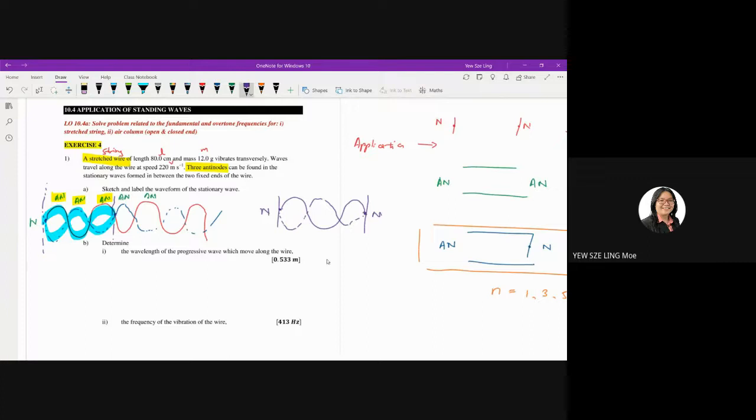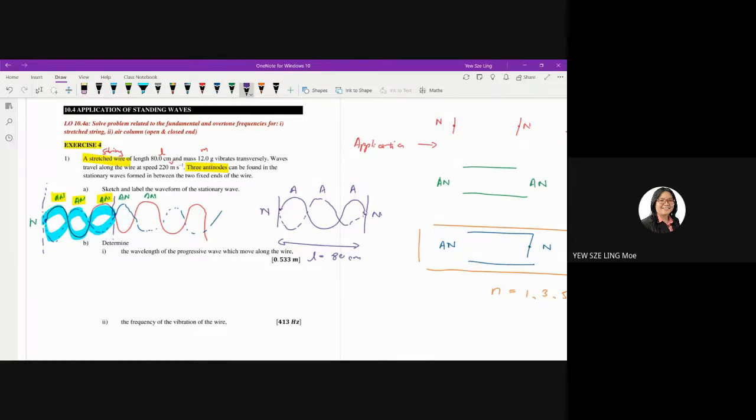I have knots at both ends, and then this is anti-knot, anti-knot, anti-knot, with 3 anti-knots between 2 fixed ends. So sketch and label the waveform of a stationary wave. Now I have 2 fixed ends with knots and 3 anti-knots between them. And don't forget, because you're given the length between 2 knots, you need to label it in your diagram. So L is equal to 80 cm. That is the final answer for question A.